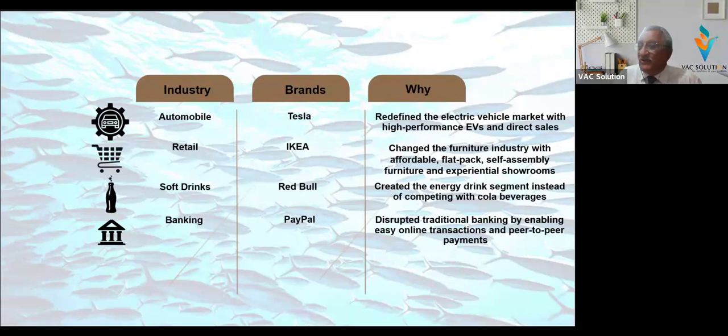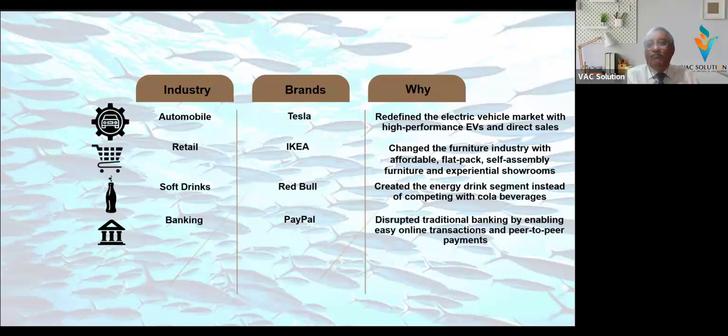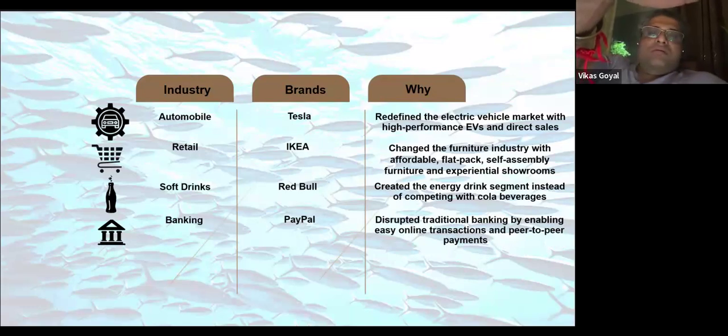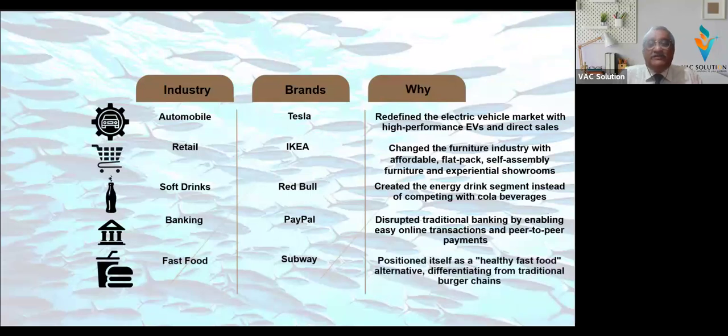Then in the fast food industry, someone created a big furor by creating a blue ocean. Can anyone tell me which one? McDonald's? Or Haldiram's? Subway positioned itself as a healthy fast food alternative, differentiating from traditional burger chains. McDonald's is a traditional burger chain. Haldiram's is a snack, again unhealthy. But in fast food, Subway positioned itself and created a new space.